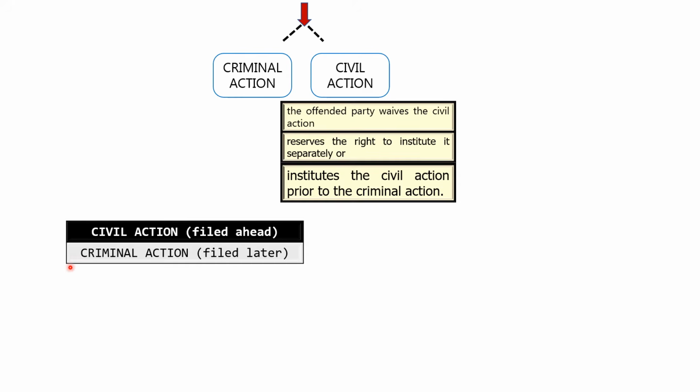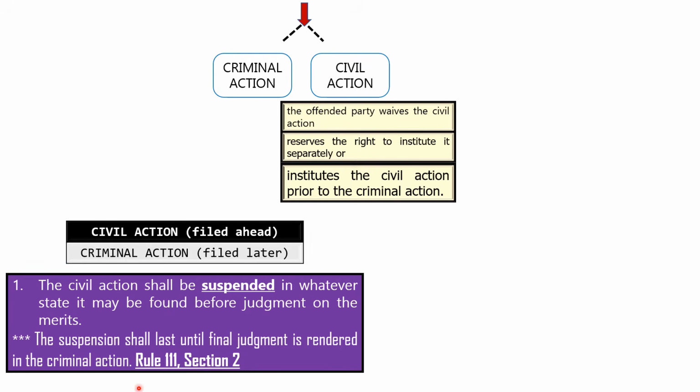Ano ang sinasabi ng rules according to Section 2 of your Rule 111? If the civil action is filed ahead of the criminal action, there will be suspension. Suspension of what? Suspension of the civil action. The civil action shall be suspended in whatever state it may be found before judgment on the merits. And take note that the suspension shall last until the final judgment is rendered in the criminal action.